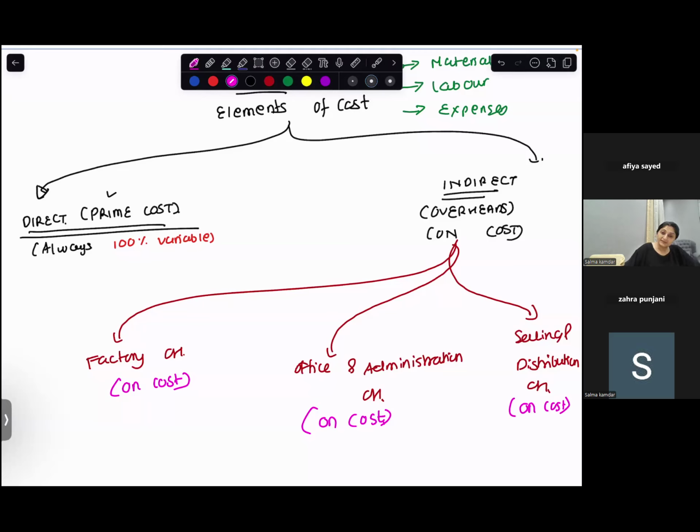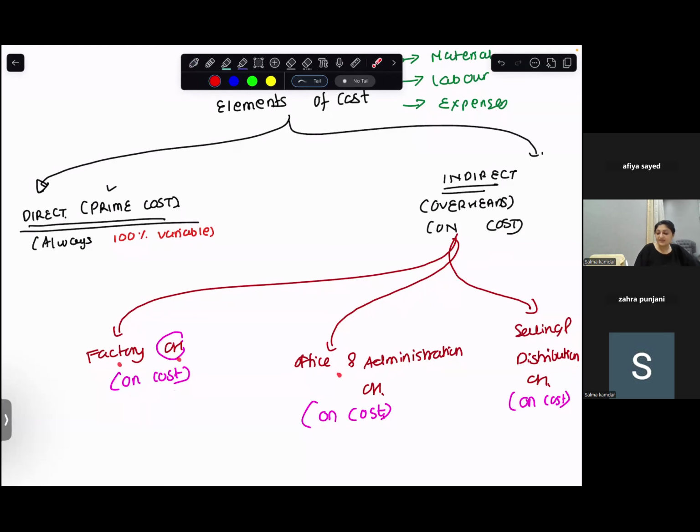Overheads has another name, which is called on cost. So factory overheads, office and administration overheads, selling and distribution overheads. But sometimes they will not use the word overheads. They will do factory on cost. So you should understand that they mean what? Overheads. Factory overheads. If they say office and administration on costs, that just means a replacement of overheads.